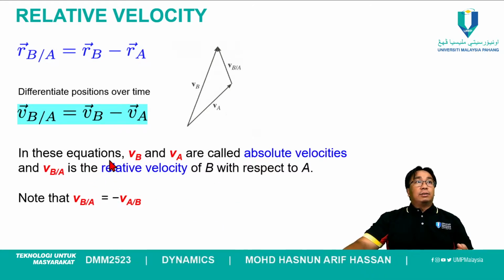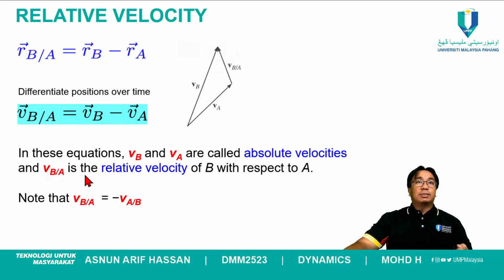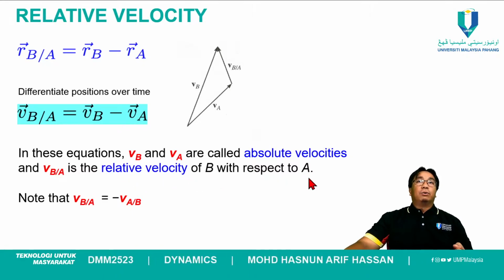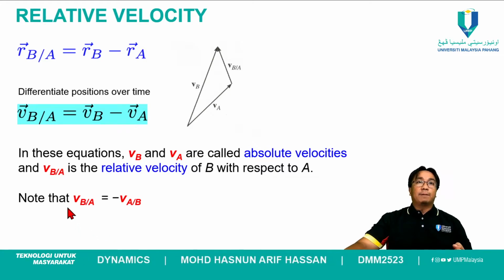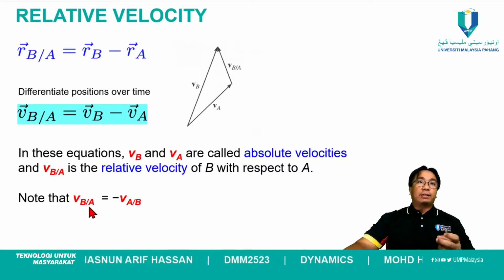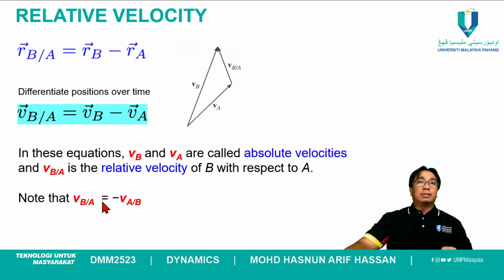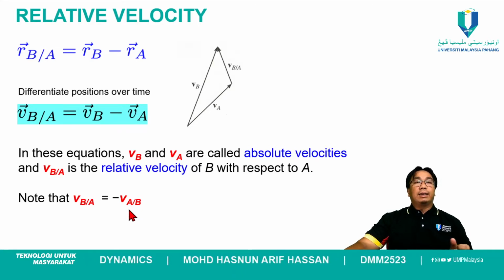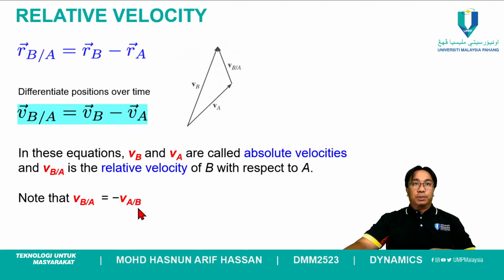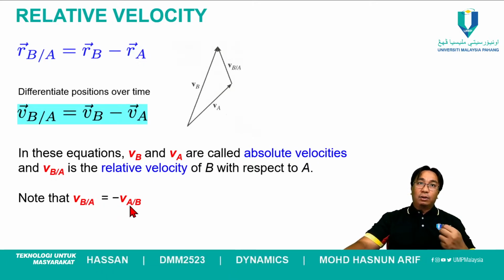So in these equations, VB and VA are called absolute velocities, and VB slash A is the relative velocity of B with respect to A. Note that if you change the direction, then it will be negative. So VB slash A is equal to negative VA slash B. VA slash B means the velocity of A with respect to B.